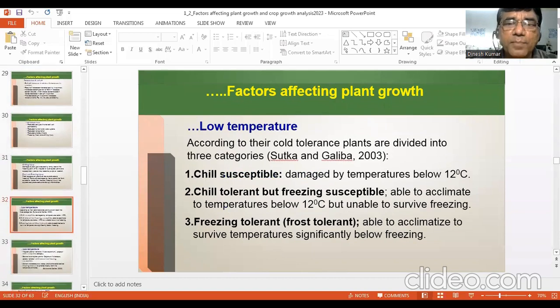So with this low temperature, according to their cold tolerance, plants are divided into 3 categories. Chill susceptible, damaged by temperature below 12 degrees centigrade. So chill susceptible plants are basically tropical or subtropical plants.